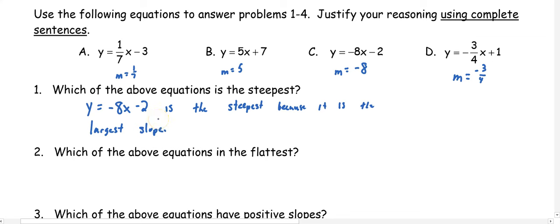So which of the above equations is the flattest? Well, in this case, that would be the 1/7 equation because that's the smallest slope. So y = 1/7x - 3 is the flattest, or least steep, line because it is the smallest slope.